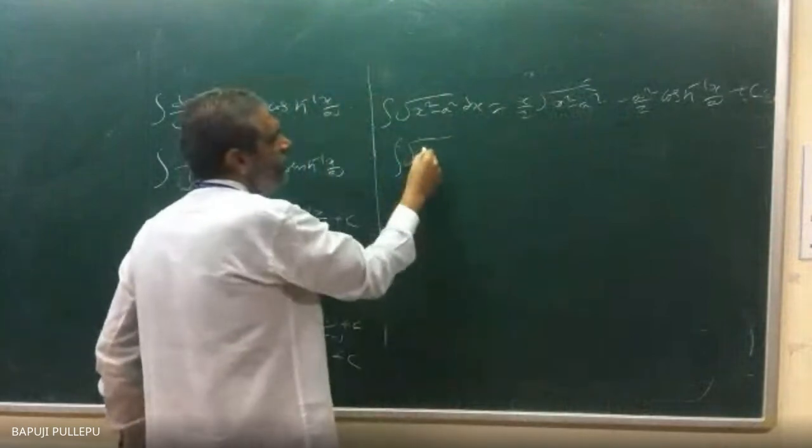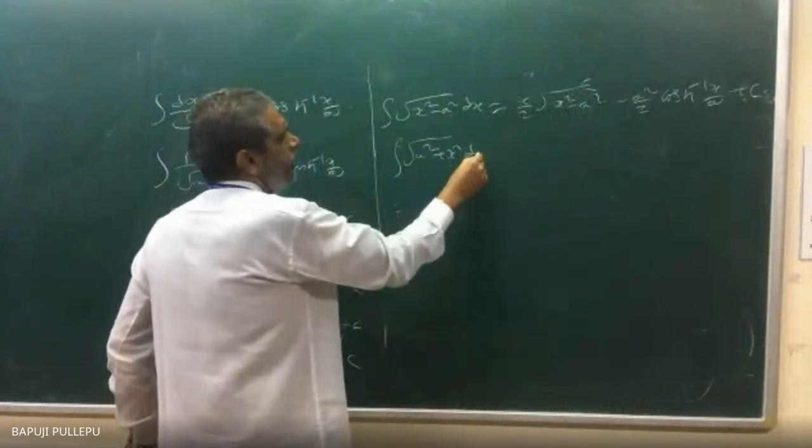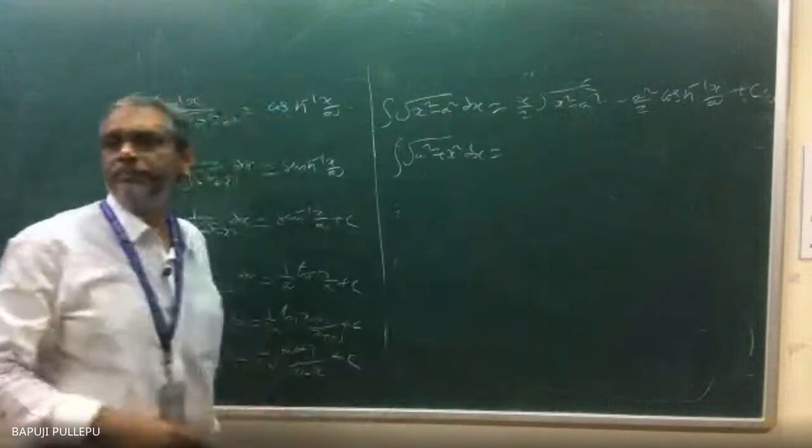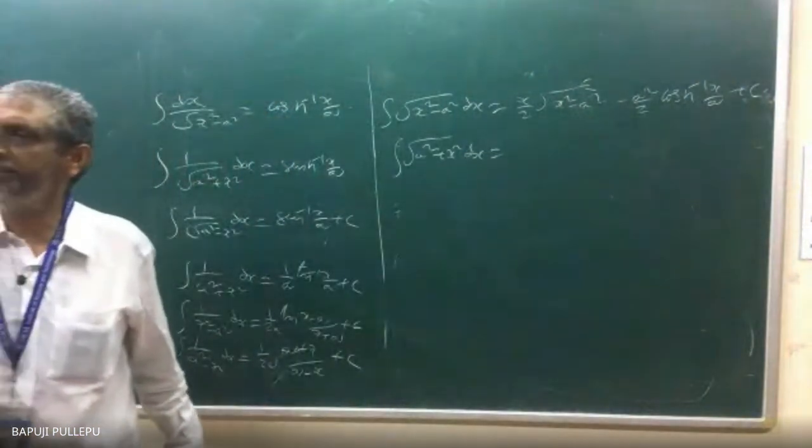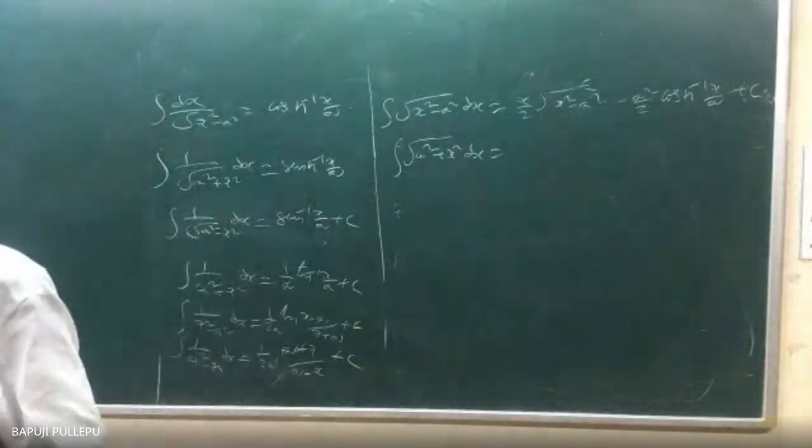Now come on, tell me this immediately, singing like a song actually. x by 2 into root of a square plus x square plus a square by 2 into sin inverse x by a.